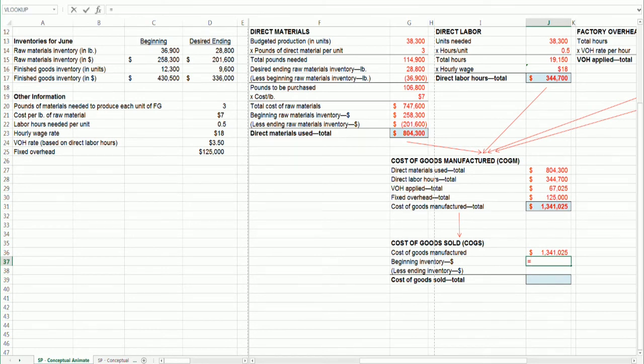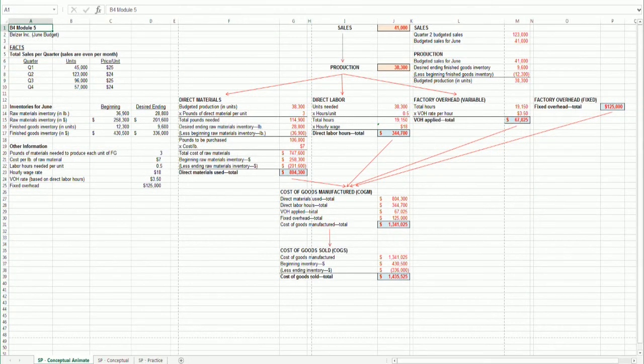My beginning inventory of finished goods was $430,500, and I expect to have $336,000 at month end. And again, I'll make that a negative number, which means my beginning inventory plus my quote-unquote purchases, which in this case is what I manufacture, minus my ending inventory, that's my cost of goods sold. Admittedly, not a round figure, but it's $1,435,525.